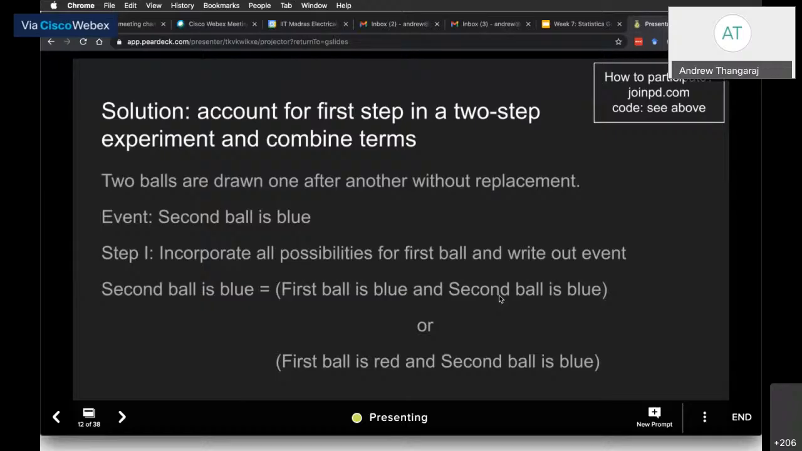So you can write it like this, right? First ball can be blue and the second ball can be blue. So this is one possibility. Or, notice this "or" and "and" here, these are not idly used terms, they are carefully used terms. Be careful about where you put the "and" or "or". The "and" means both of those things should happen. So first ball should be blue and the second ball should be blue. That's one possibility. Or first ball is red and second ball is blue.